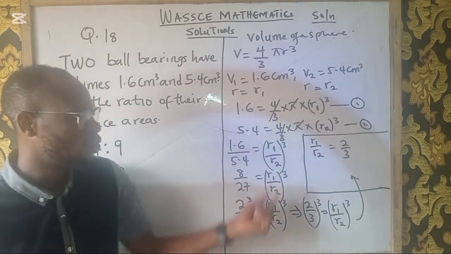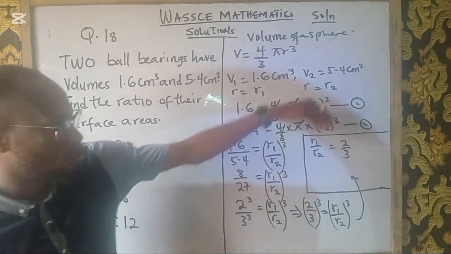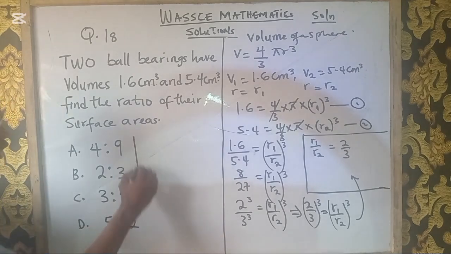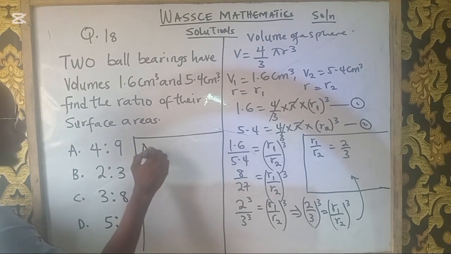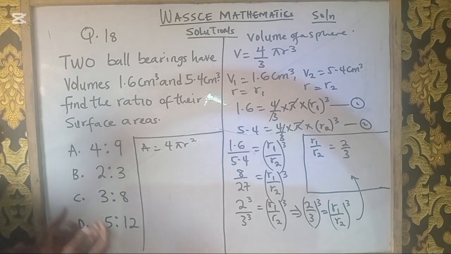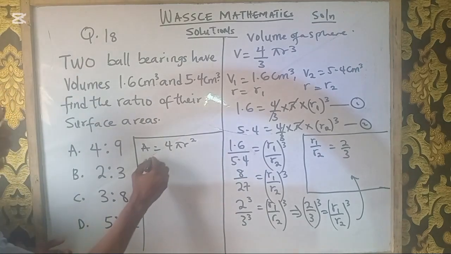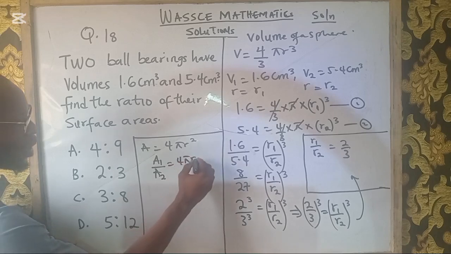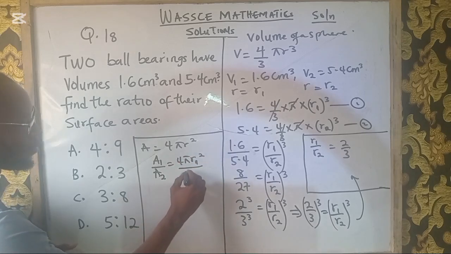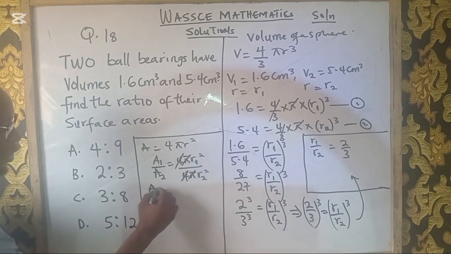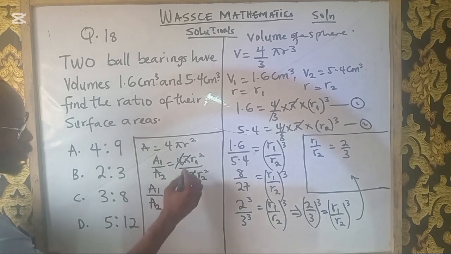So we have gotten the ratio of R1 to R2 to be 2 over 3. We now go back to the formula for the surface area of a sphere. The surface area of a sphere is given by 4 pi r squared. All right. And we are looking for the ratio of A1 to A2. So A1 ratio to A2 will be 4 pi R1 squared over 4 pi R2 squared. That's the meaning. So 4 can cancel 4, right? Pi will cancel pi.